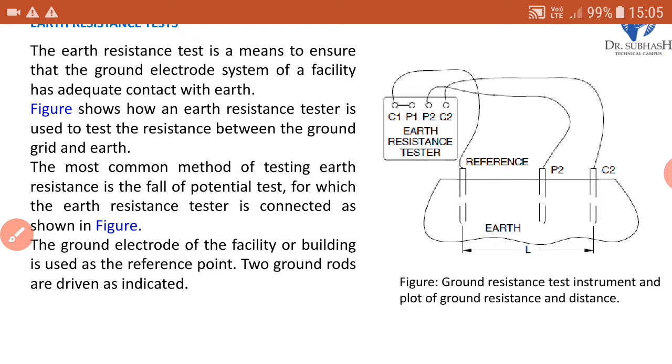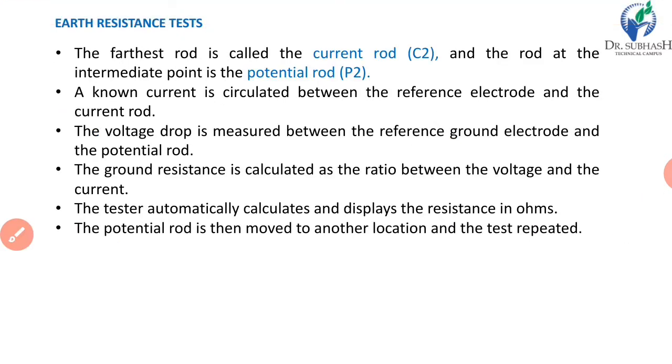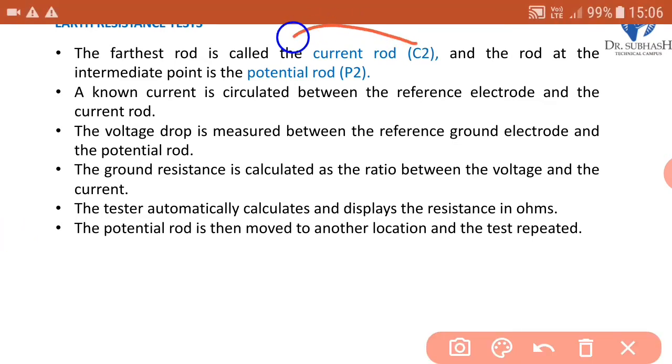The ground electrode of the facility or building is used as the reference point. Two ground rods are driven as indicated. Here we can see these two ground rods are driven. The furthest rod is called the current rod. We have seen that. And the rod at the intermediate point is the potential rod or P2. The known current is circulated between the reference electrode and the current rod. The voltage drop is measured between the reference ground electrode and the potential rod.